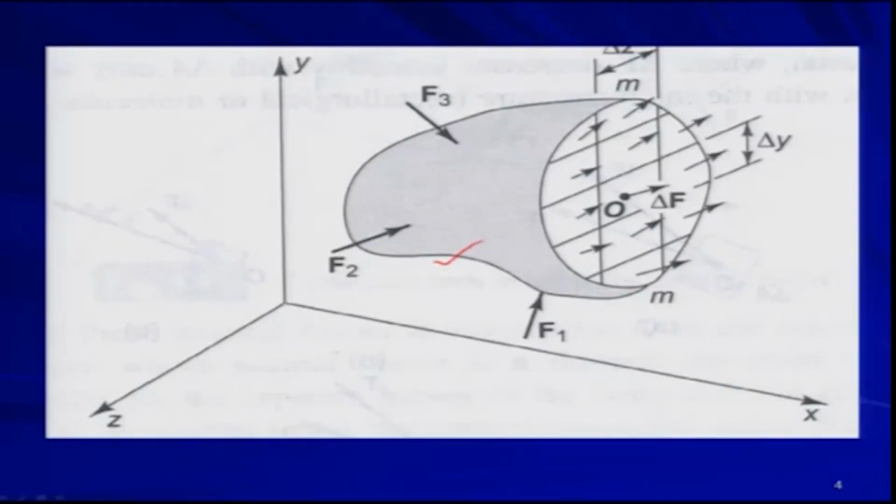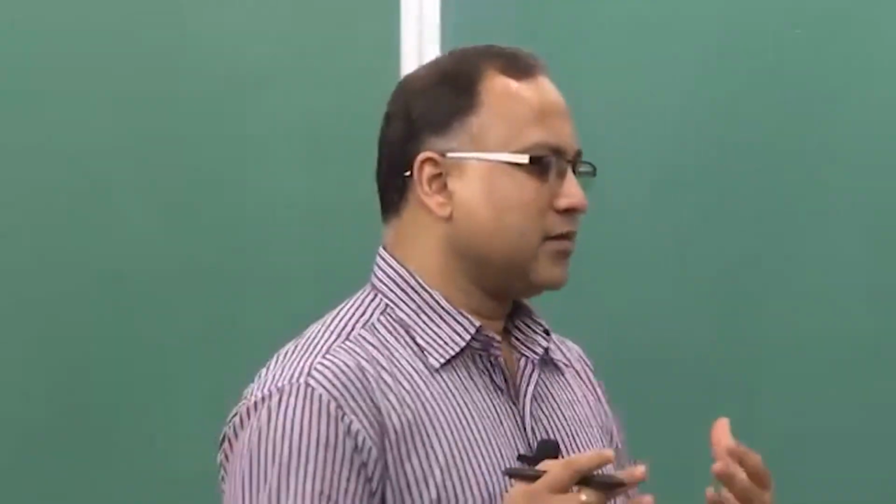Now if you come back to this figure, there is a body, and the body is under different external forces like F3, F2, F1 and all. And now we are cutting this body in two halves. This is the cutting plane, which is normal to the x axis. So, that means it is the x plane. As shown in the figure, this plane is nothing but your positive x plane.